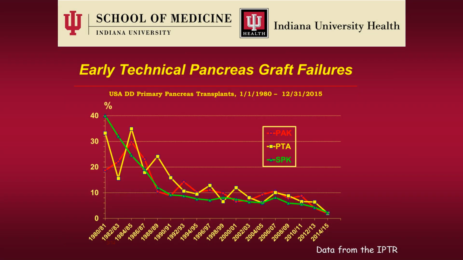When you look at early technical pancreas graft failures, early on in the history of pancreas transplantation, this is only one of the reasons why pancreas transplantation could easily never have happened if we hadn't persisted. Nowadays, the technical graft failure rate is down around 5%. That doesn't mean you don't have complications, but usually we can get through them and maintain the graft and the patient with a good outcome.